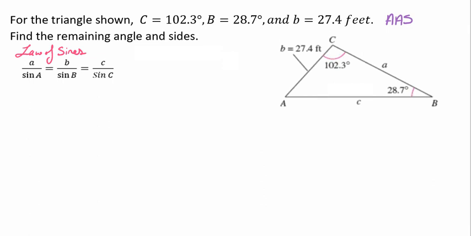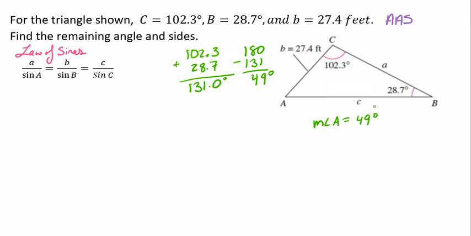Now finding the remaining angle should be pretty easy because we know that if we add up the three angles of a triangle, we should get 180 degrees. So we're going to go ahead and add up angle C and angle B that we've been given, which is 102.3 and 28.7. We're going to add those up and get 131 degrees. Now we take our 180, subtract our 131, and see that angle A has a measure of 49 degrees. So now we just need to find our two remaining sides, a and c.